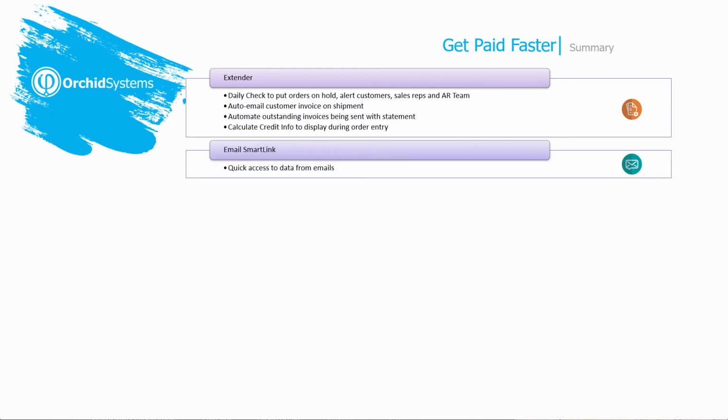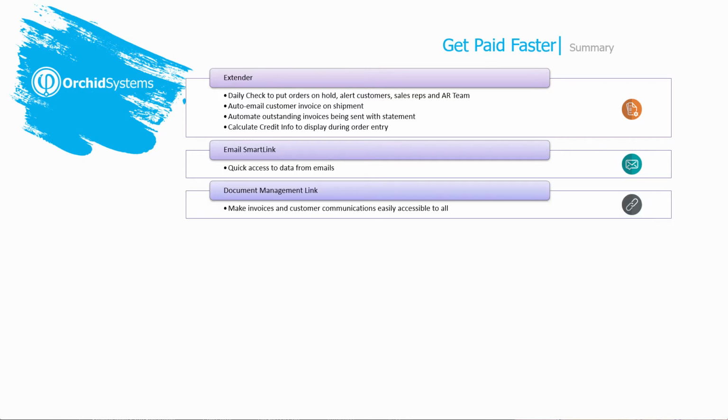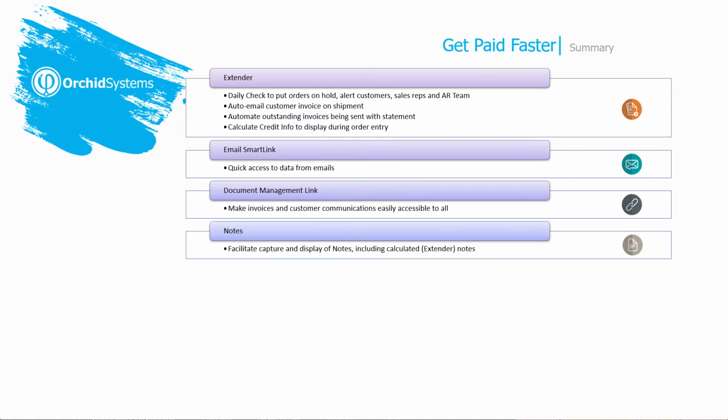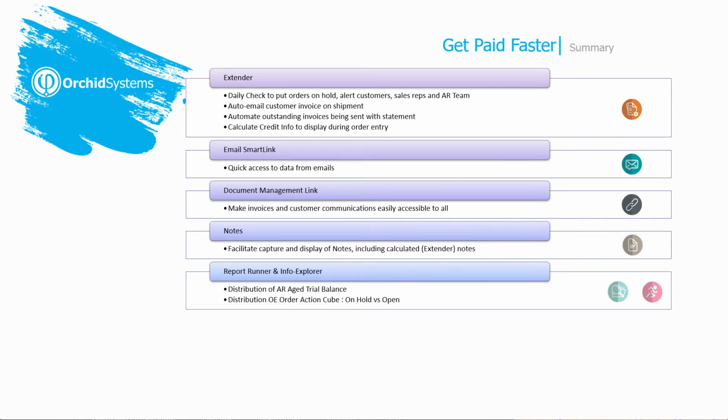Email SmartLink provides quick access to data from emails. Document Management Link made invoices and customer communications easily accessible to all. And Notes facilitated the capture and display of notes, including calculated Extender notes where required. Report Runner and Info Explorer distributed the AR age trial balance and the OE order action cube, showing the on-hold orders, the open orders, and analysis of all our orders.